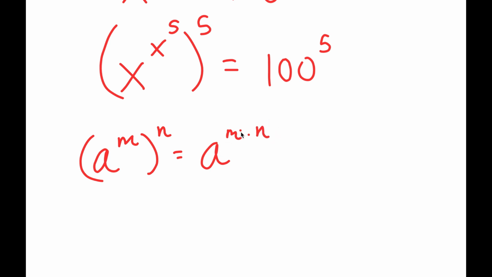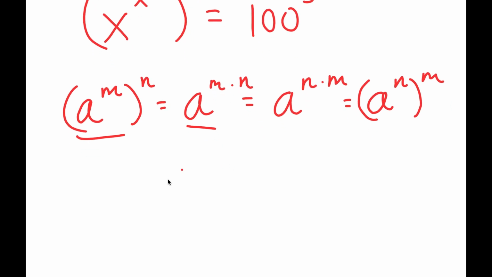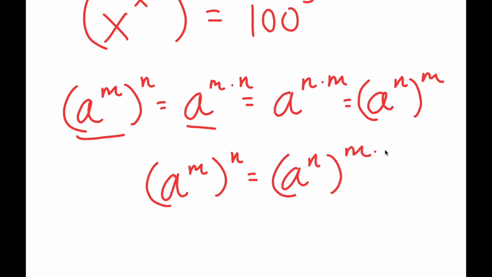Well, if a to the power of m times n is equal to a to the power of m to the power of n, remember how a to the power of m times n is the same thing as a to the power of n times m. So if these two are equal, then this means that this should equal a to the power of n to the power of m. So in simpler terms, a to the power of m to the power of n is equal to a to the power of n to the power of m.